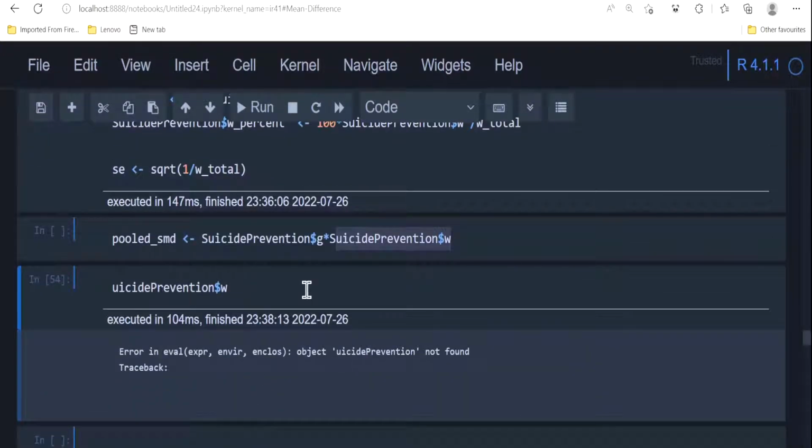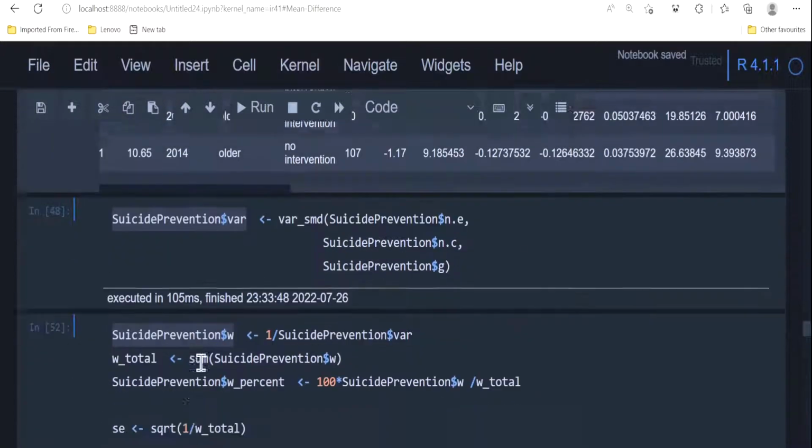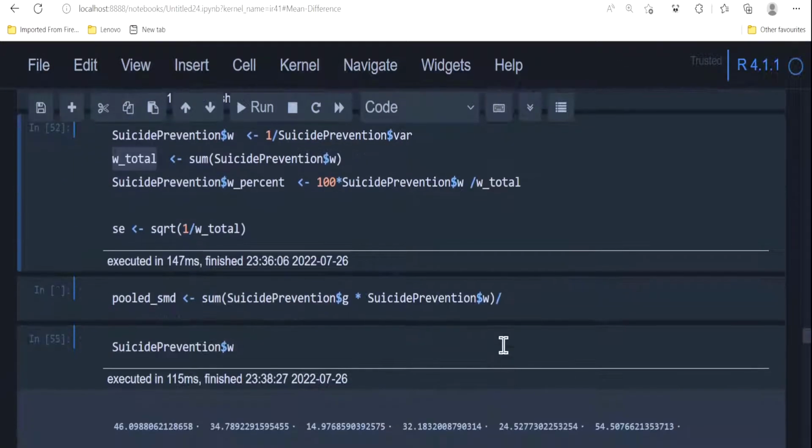Okay, I must have made some error. This computer is getting so slow. Yeah, okay, there you go. Now it should work. Now I have all these weights, but I have to multiply them with HSG, and then sum them. This S has to be small. And now sum of HSG times the weight. Once I have that, I can simply divide by the total, the total weight we have seen here. Yeah, I put it here. Now I should be able to see my pooled standardized mean difference.